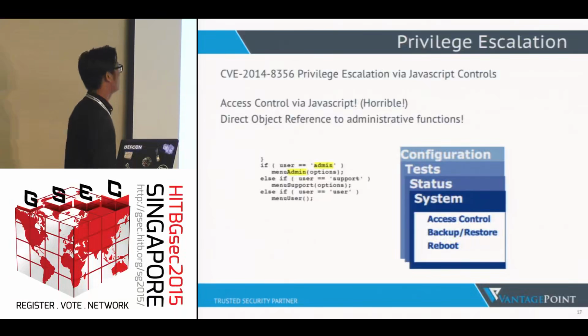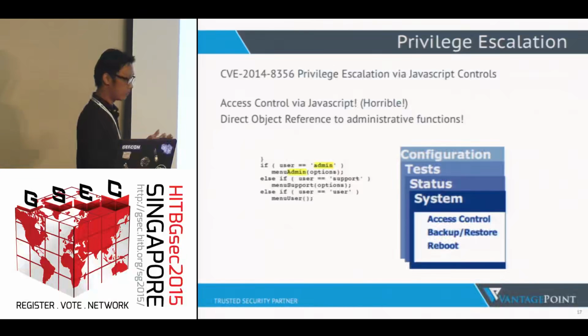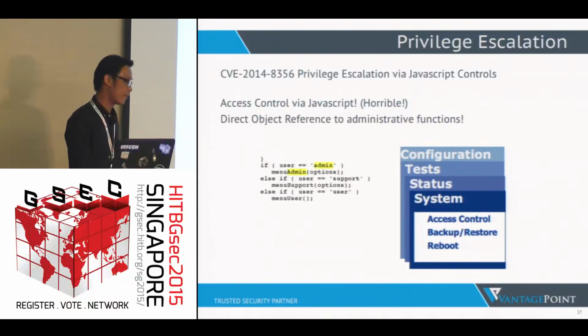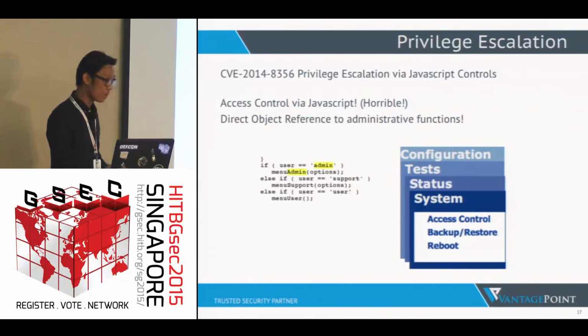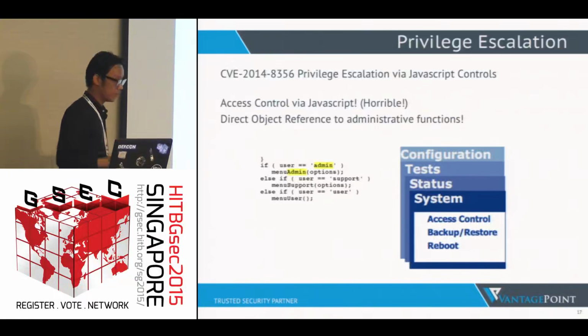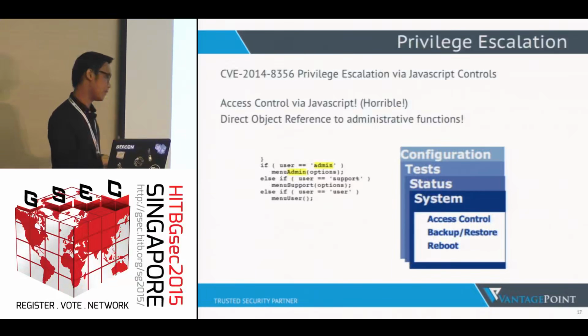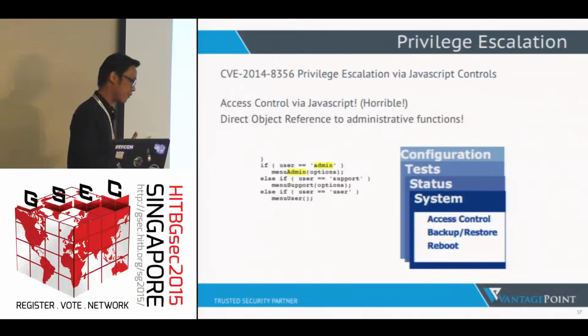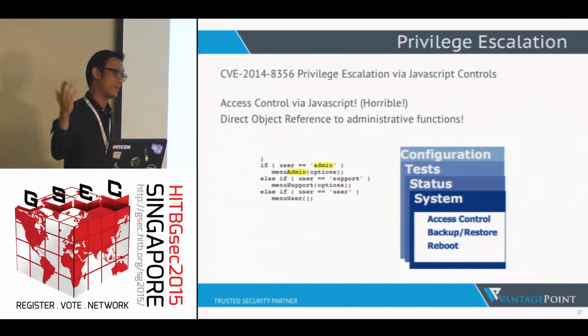So I started looking, and I realized not only on Zone, in some of the routers or IoT devices, they do not have proper access control. So all these functions, you can actually do a direct object reference. So what does this mean? They only use JavaScript to prevent the user from accessing the administrative functions. So actually, as a user, you can access all the admin functionalities.